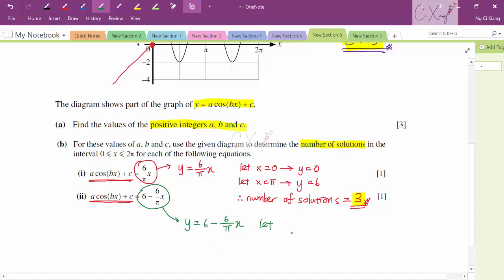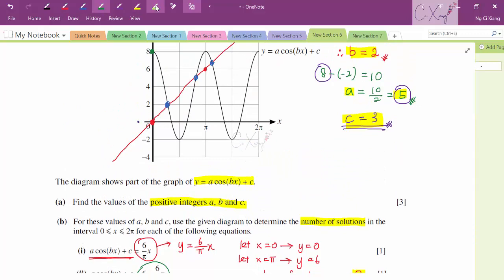So I need 2 points. First I let x equal 0, and this gives me y equals 6. If I let x equal pi, this gives me y equals 0. Now I will plot these 2 points on the diagram and observe how many intersection points we have. So 0, 6 and pi, 0. I need to plot the point 0, 6. 0, 6 means this part.